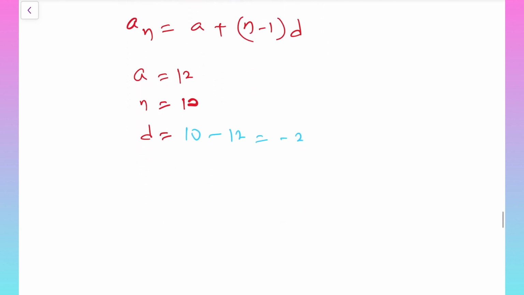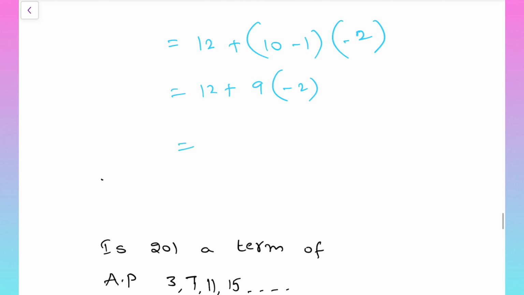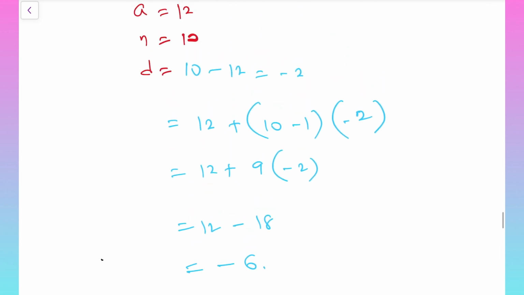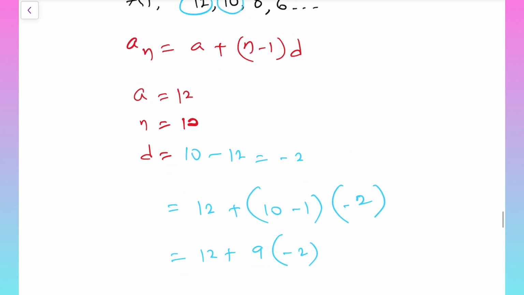Let us substitute these all in the formula now. So A value 12 plus N value 10 minus 1 into D value minus 2. That is 12 plus 10 minus 1, 9 into minus 2. 12 plus, into minus is minus, 9 2s are 18. 12 minus 18, minus 6. So for the given arithmetic progression, the 10th term is minus 6.